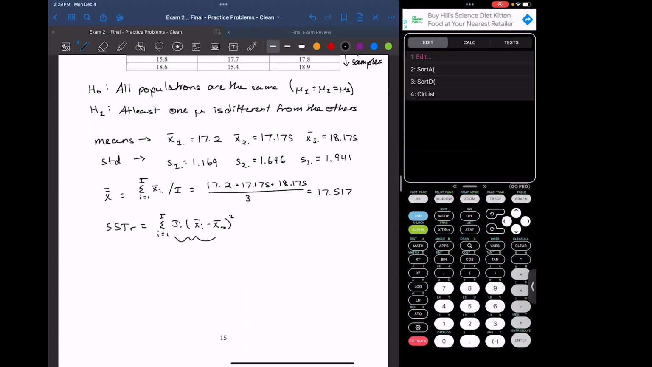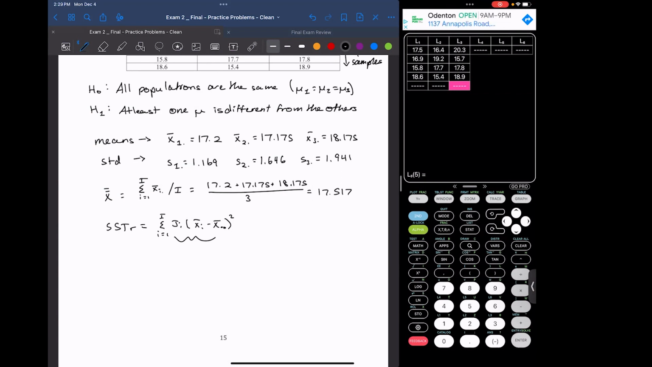We'll go to lists, go to edit, and we need a place to keep all of our X_i's. In this case, L3, L2, and L1, we don't need those anymore. We've already found our statistics, our treatment means and standard deviations from them, so you can clear those. If you click delete or clear while hovering over them, those will clear those values. We'll put our X_i's in there. So now we have those.